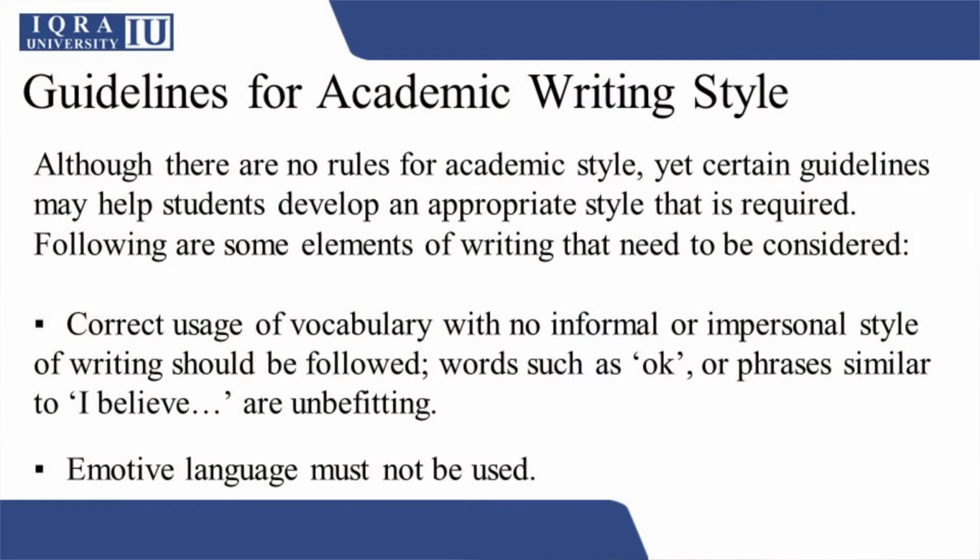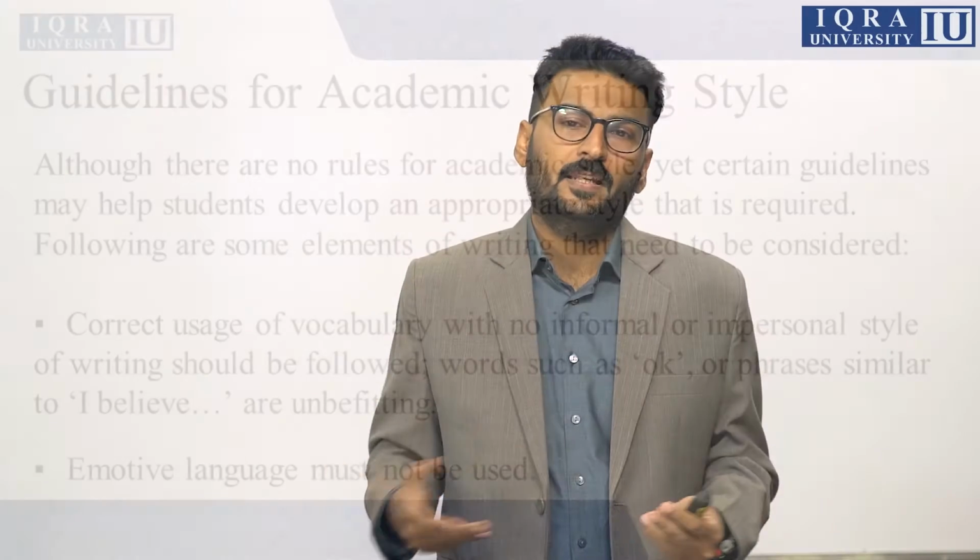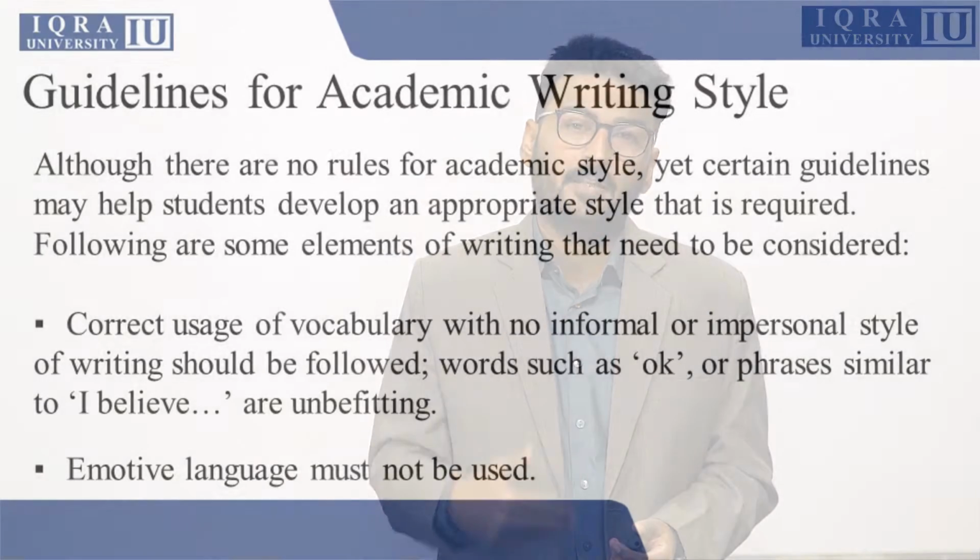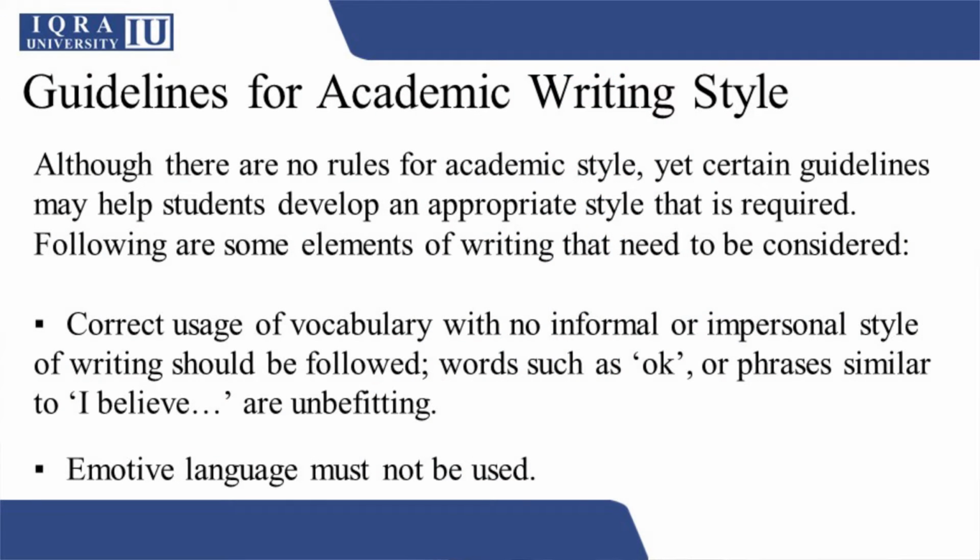As I told you, although there are no rules for academic style, there are certain guidelines that might help students develop an appropriate style and argument that is required. Following are some elements of writing that need to be considered. For instance, correct usage of vocabulary, no informal writing. Remember what I told you? No informal vocabulary, impersonal style.